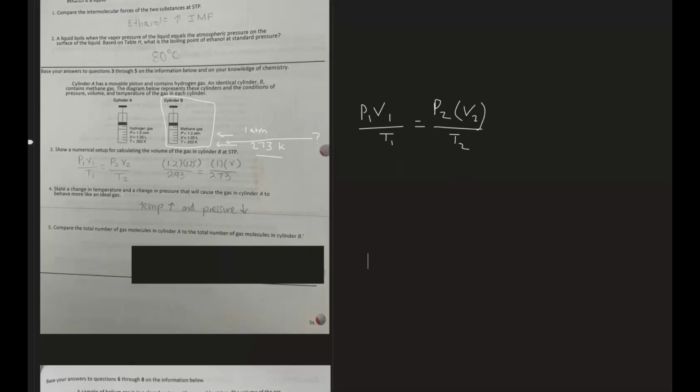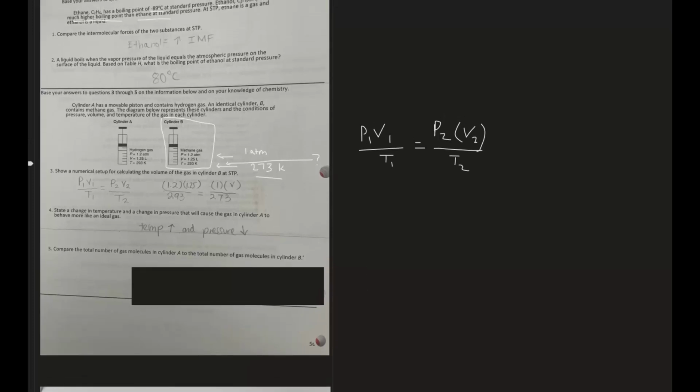Number 5, compare the total number of gas molecules in cylinder A to the total number of gas molecules in cylinder B. So you're really going to have to read in between the lines here. So if we look at the volumes here, we have 1.25 liters of gas here and 1.25 liters of gas here. And since pressure and temperature are constant between the hydrogen gas and the methane gas, because the volume is the same, you're also going to have the same number of gas molecules, right? So the amount of gas molecules is going to be constant between the two as well. So it is the same.